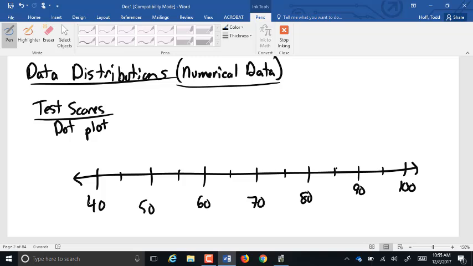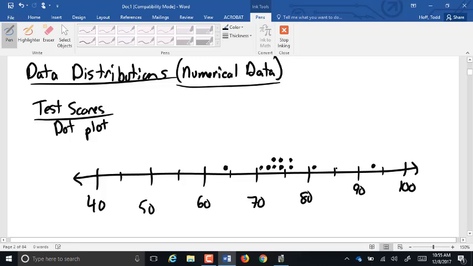So let's say we're looking through the tests. Somebody scored a 72. We put a dot above 72. Someone scored an 81. We put a dot above 81. Someone scored a 64. We put a dot there. 93. And for every test score, we put a dot on here. Let's say we have a second student who scored 74. I put my second dot above that first dot.